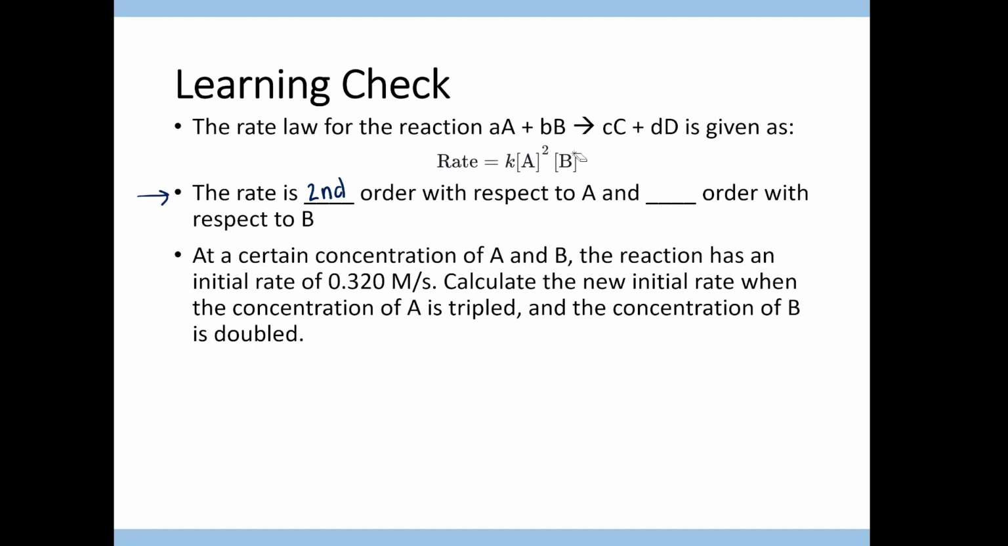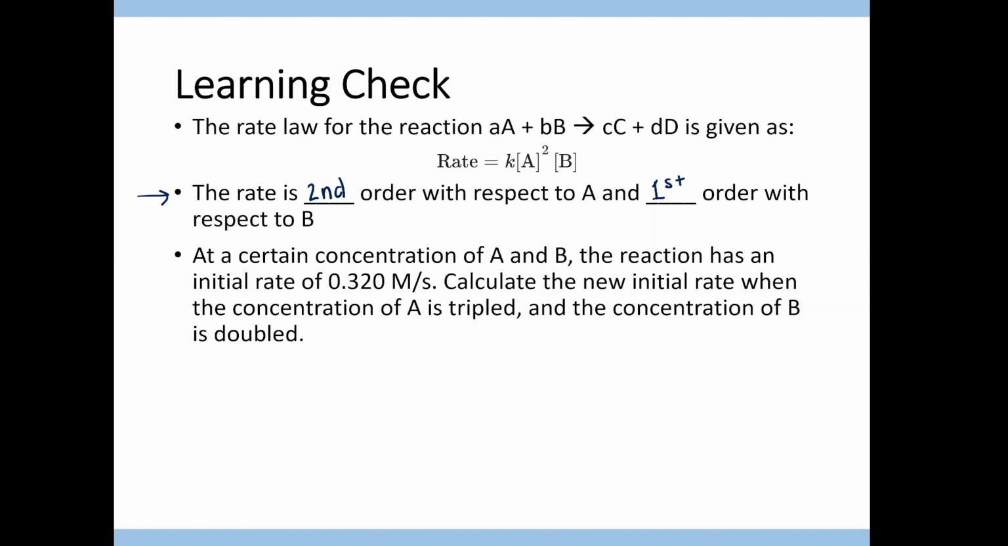We usually don't write the exponent of 1, but if that reactant is included in the rate law, then you can assume that coefficient is 1, and it is first order with respect to B. If something had a 0 order, like if B was 0 order, it just would not be part of the rate law, but you would still know it's a reactant based on the chemical equation.